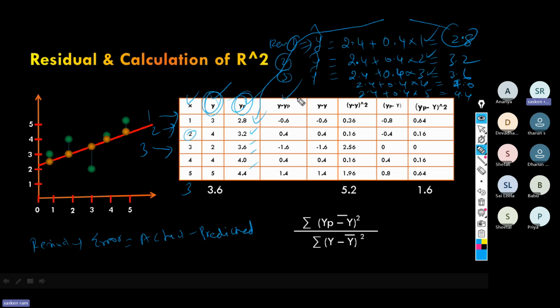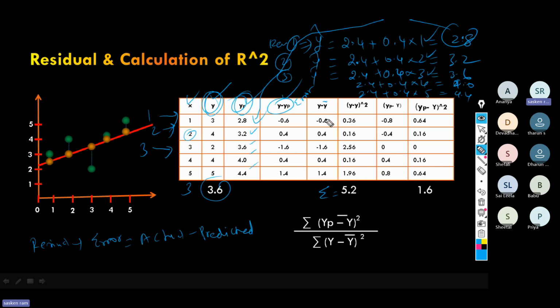This is what I mentioned here. This is called your error. Actual minus predicted is your error. And then what I did, I just computed the y minus y bar. Y minus y bar, 3.6 I subtracted from each and every value. I got this one and I squared these values. When I square these values, I get 5.2. Why did I square this? Because I'm going to take a sum of y minus y bar whole squared.